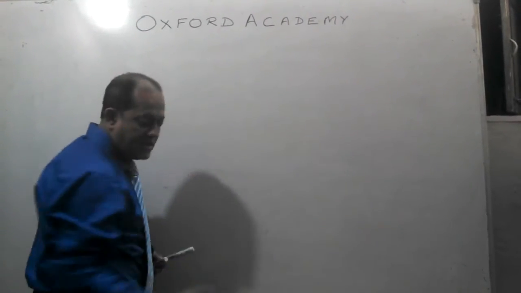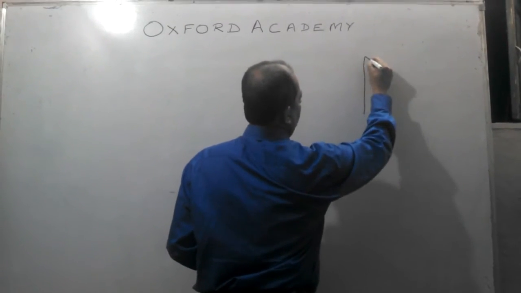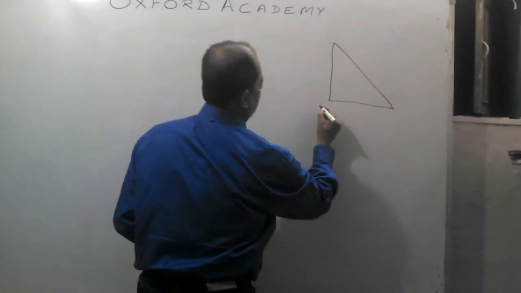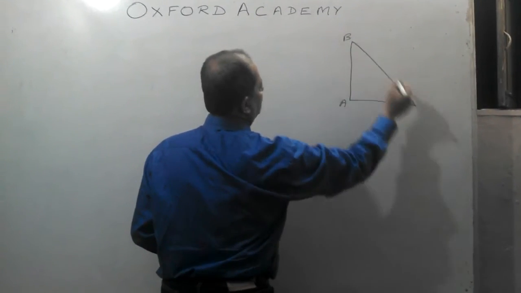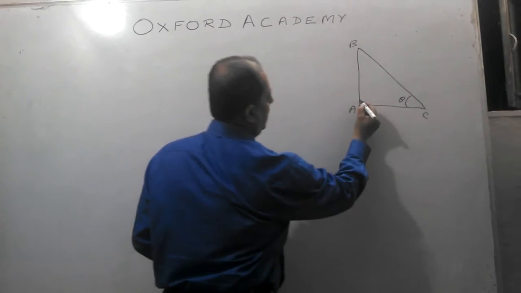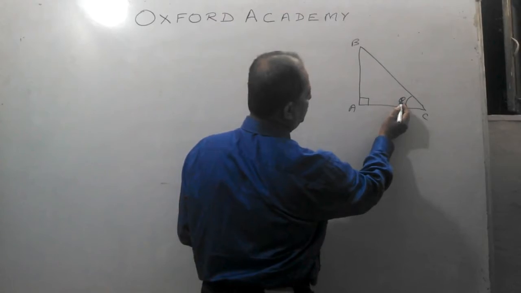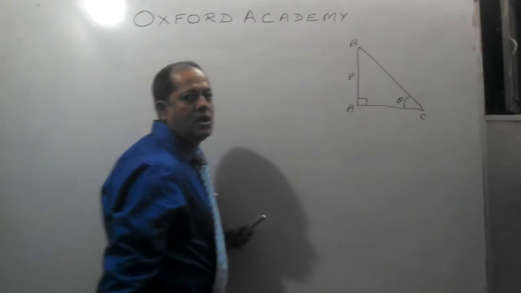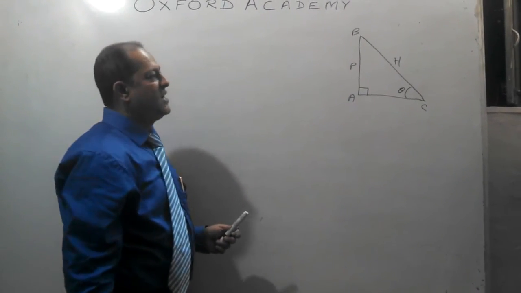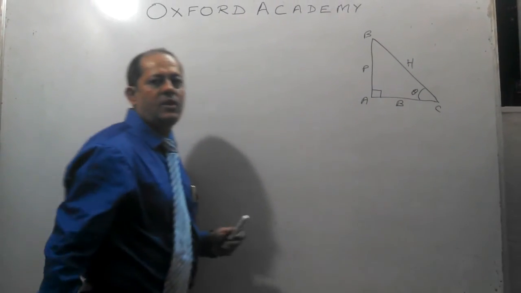So let us draw a right angle triangle. Suppose we name it A, B and C. We have theta over here and the right angle over here. The side that is opposite to theta is the perpendicular. The longest side is the hypotenuse, and the side which is adjacent to both theta and 90 degree is the base. Right?